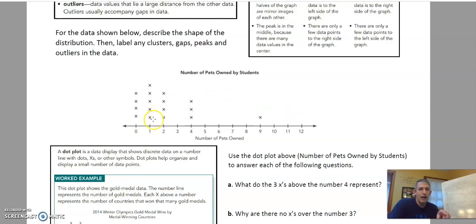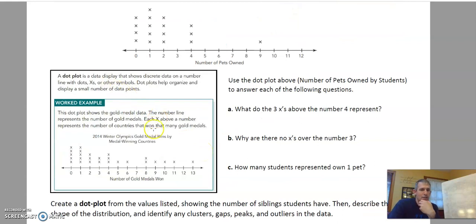Okay, now I would say that this is a big cluster right here. Okay, the highest point is this right here. So this would be our peak. And there's definitely an outlier and there is a gap here. Okay, and I guess you could say that this is a gap as well, all right? But that's because this is an outlier, all right?